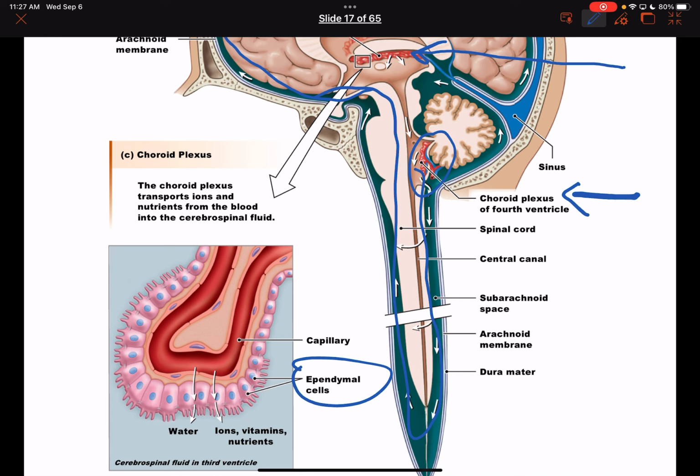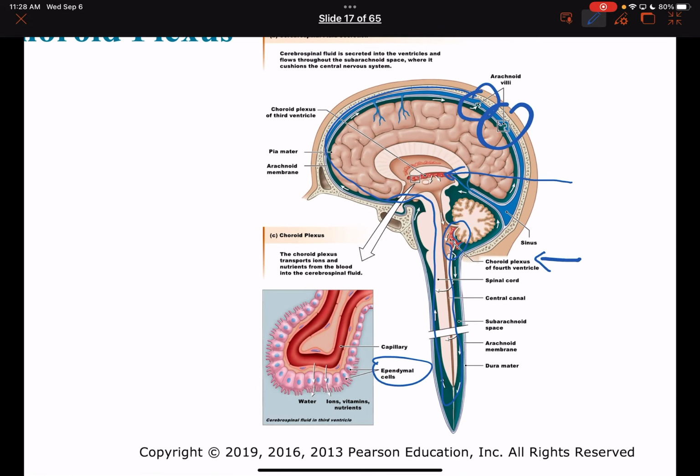So let's look at what we're seeing with these cells. I've got these epididymal cells that are right next to a capillary, and it is selecting what should become part of our cerebrospinal fluid. So it's not everything coming from that capillary that will become cerebrospinal fluid. We're selecting certain things. The epididymal cells figure it out and start producing the cerebrospinal fluid. Okay, let me go back.